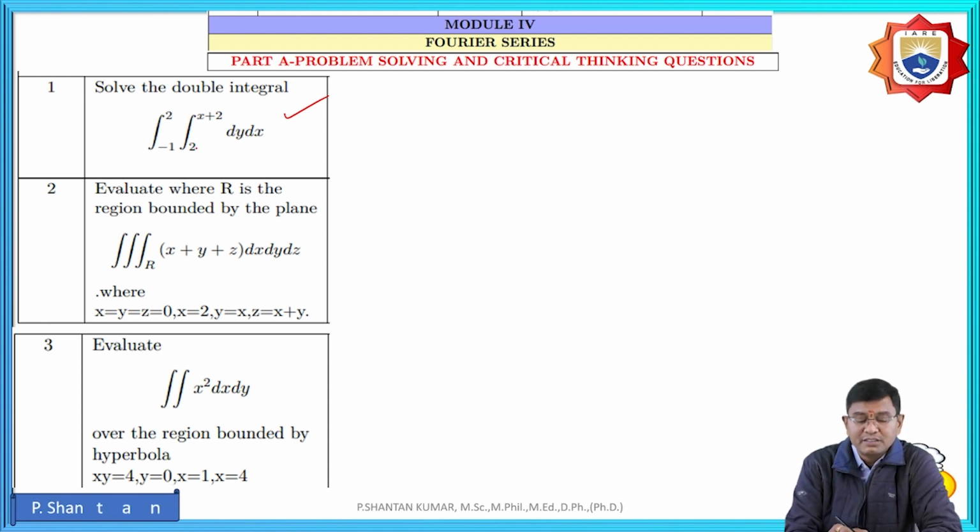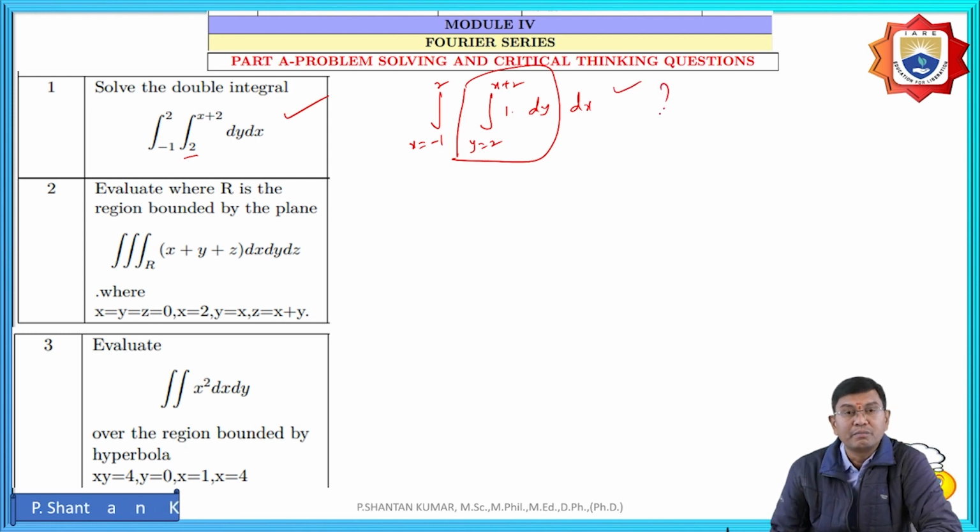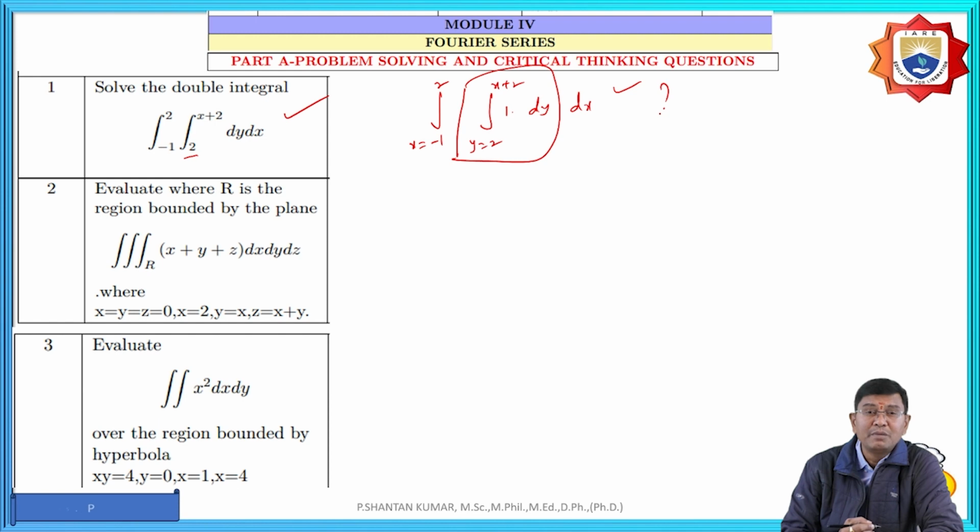But first we need to observe the limits: the lower limit is in terms of 2, and the upper limit is in terms of x. As per the variables in the double integration procedure, whatever the limits are in terms of x, we assume y goes from 2 to x plus 2. Calculating with respect to dy first, then integrating with respect to x from minus 1 to 2, we find the solution. That means first integrating with respect to y, and after that with respect to x, we find the solution of the given problem. We need to recall how the limits depend on the variables, and then find the solutions.